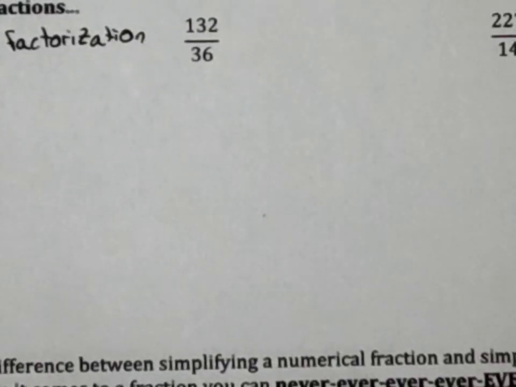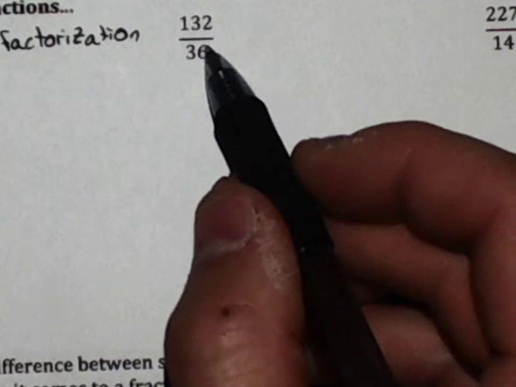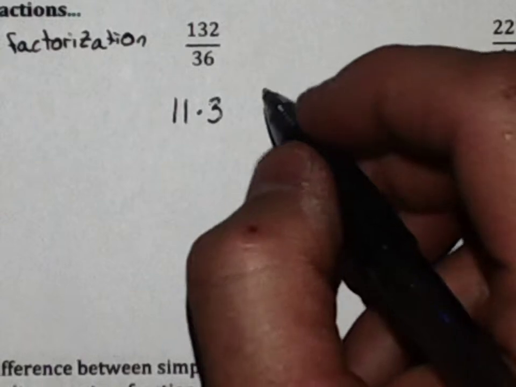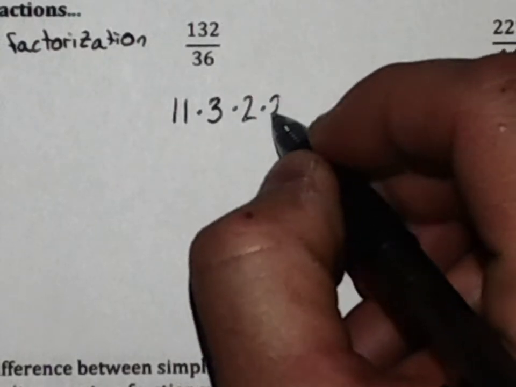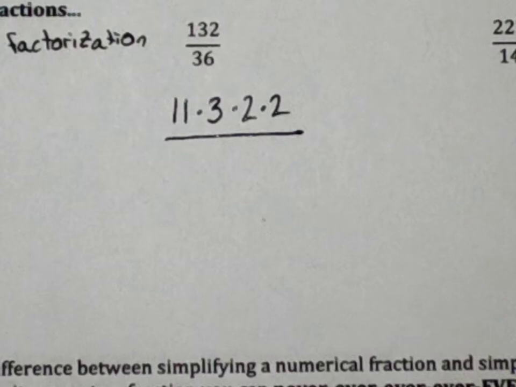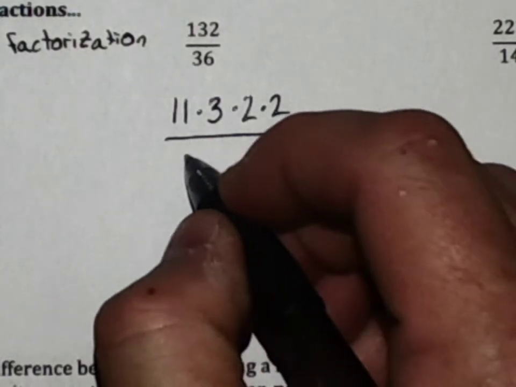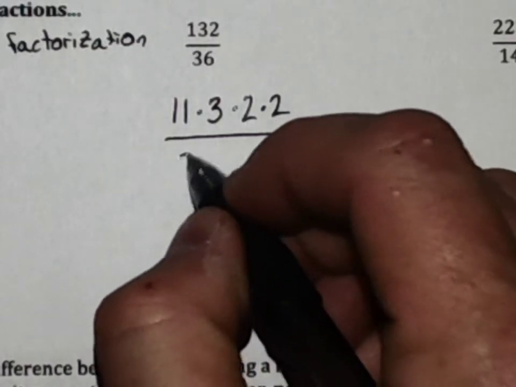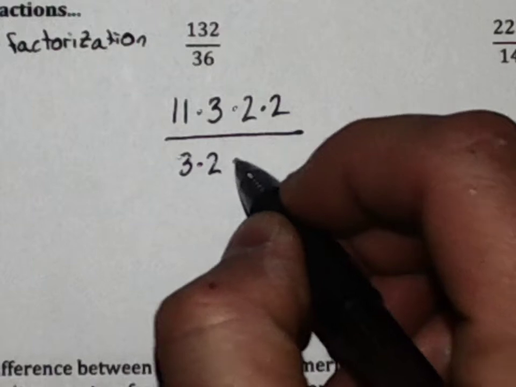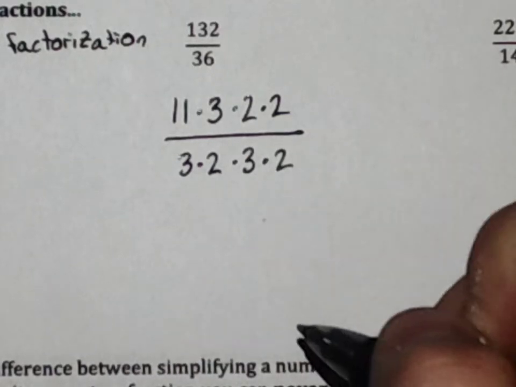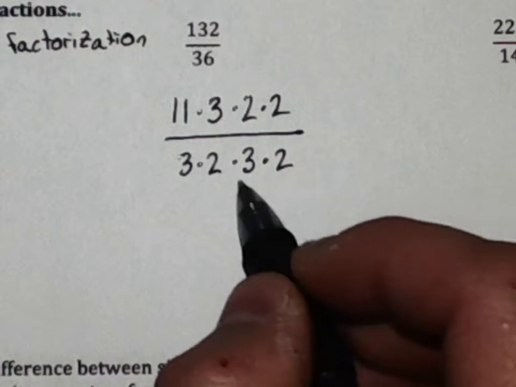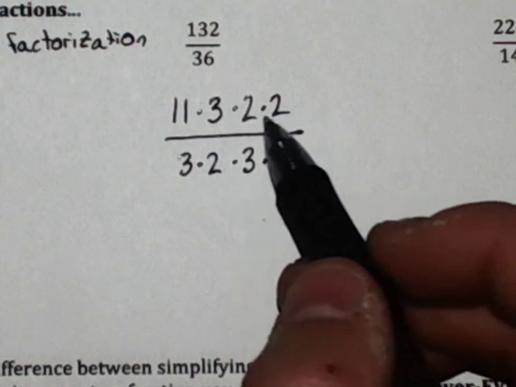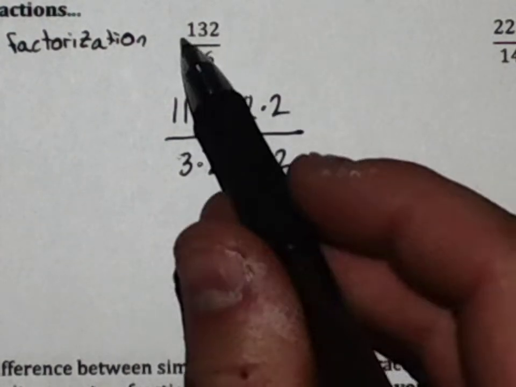We're going to do the same thing with 132 over 36. 132 could be rewritten as 11 times 3 times 2 times 2. We could rewrite 36 as 6 times 6, or you could do it as 3 times 2, which is 6, times another 3 times 2, which is 6. So this is 6 times 6, 36. 11 times 3 is 33. 2 times 2 is 4. 4 times 33 is 132.